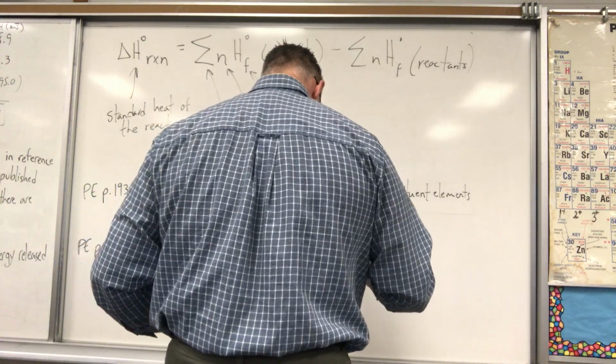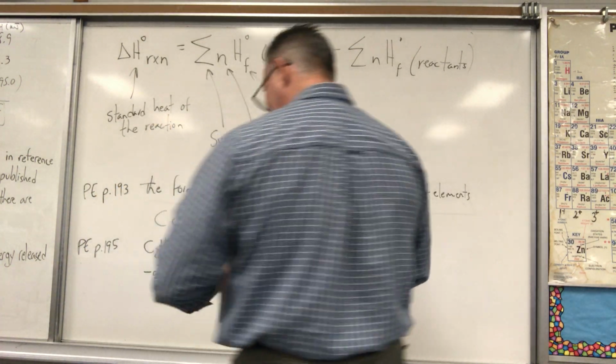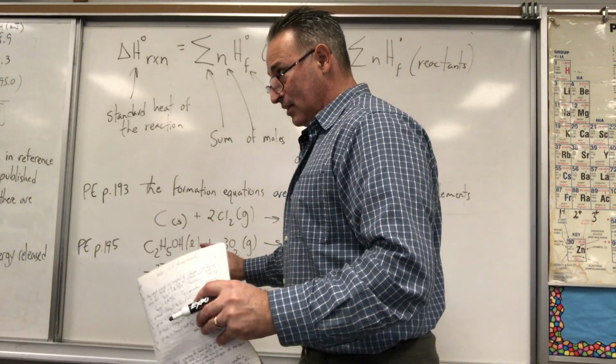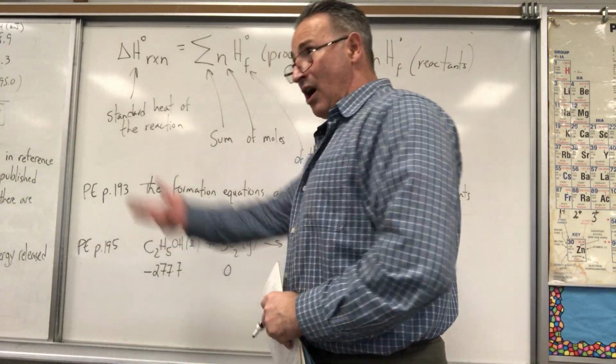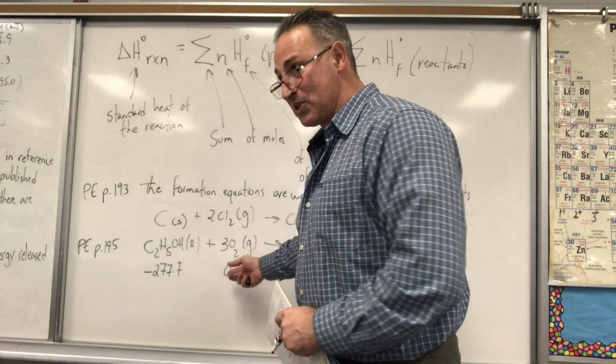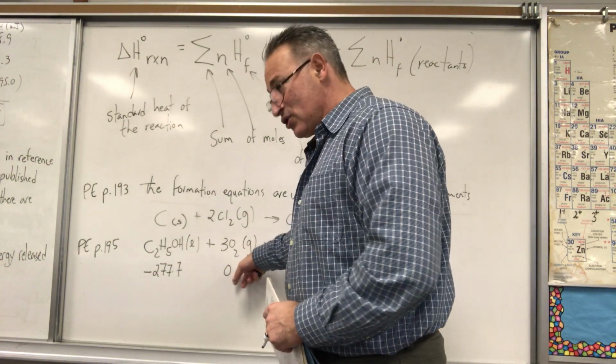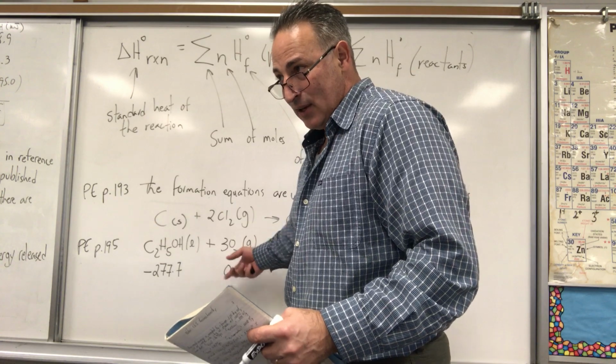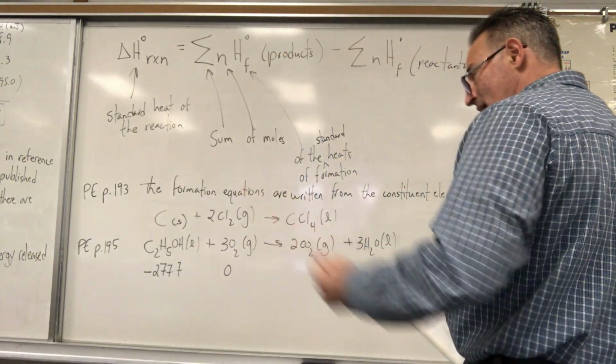Negative 277.7 for the formation of ethanol. Any element in its standard state is going to be 0. Oxygen doesn't require any energy to be formed. It's sitting here in the atmosphere. 21% of what we breathe is oxygen. So the energy required to make oxygen is 0 at the standard atmospheric temperature.